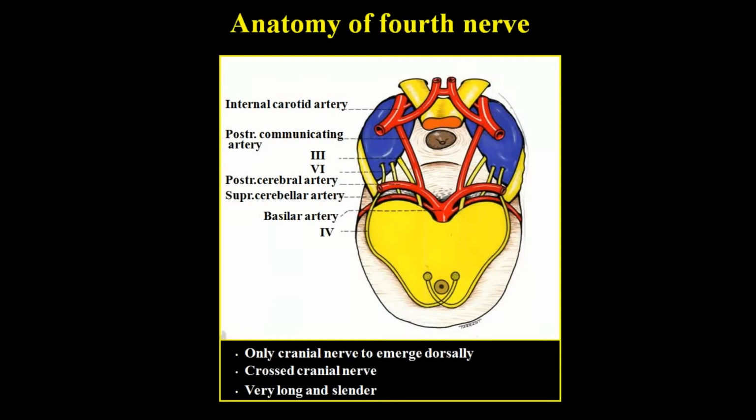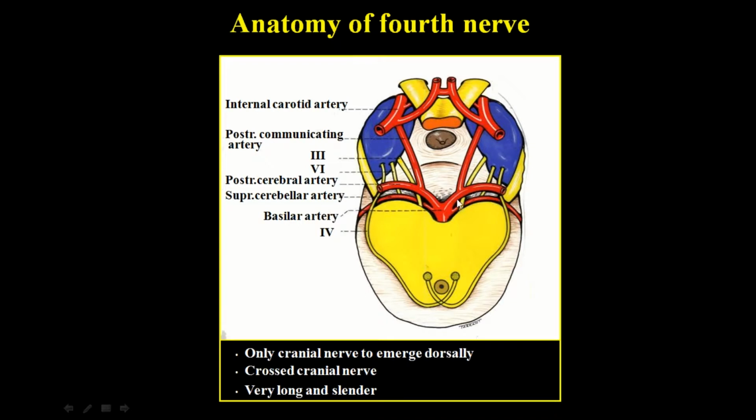Now coming to the fourth nerve, or the trochlear nerve, it is the only cranial nerve which emerges dorsally. It's a crossed cranial nerve because the fibers cross. There is a decussation and it crosses to the opposite side. Say the right nucleus's nerve comes towards the left side, and the left nucleus's nerve comes to the right side. It's a very long and slender nerve.